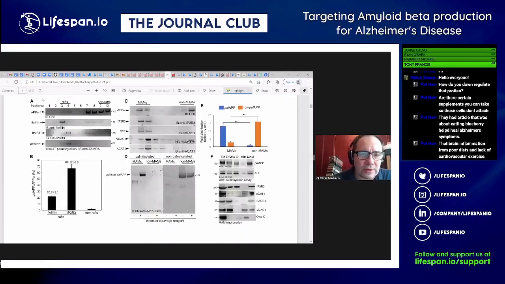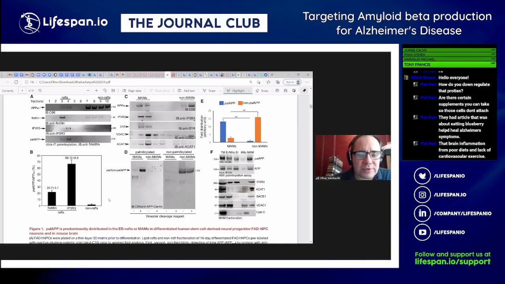This bar graph here is a quantification of figure 1A and other figures. But basically, this data is showing that you have a preferential enrichment in these rafts that are associated with MAMs. This is done through, I think, density centrifugation. So you have a concentration of the palmitoylated APP component in these rafts that have a protein marker, IP3R3, and that's where you get an enrichment for these palmitoylated APPs.